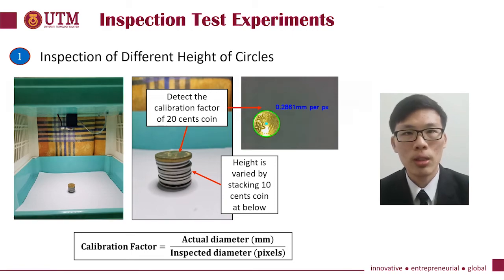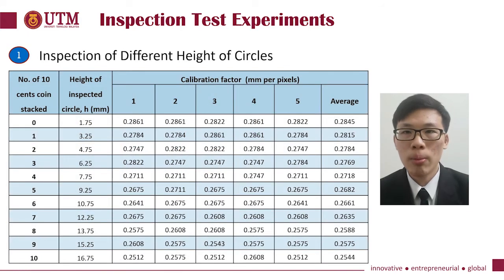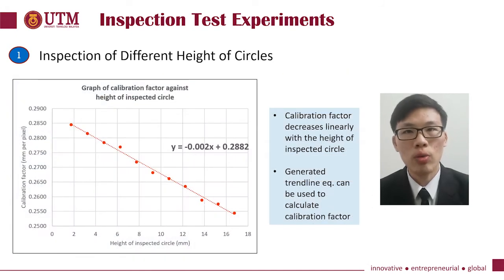We can see that 5 calibration factor readings are recorded for each different height, and then the average value is taken. The tabulated result was converted into a line graph, and based on the line graph, we can see that there is a linear trend. The calibration factor decreases linearly with the height of the inspected circle. Besides, we also obtain a generated trendline equation which can be used to calculate the calibration factor.